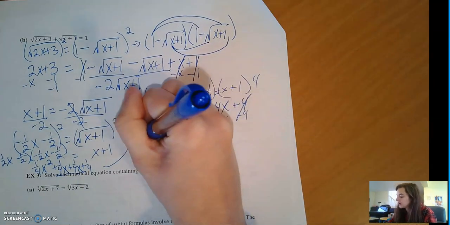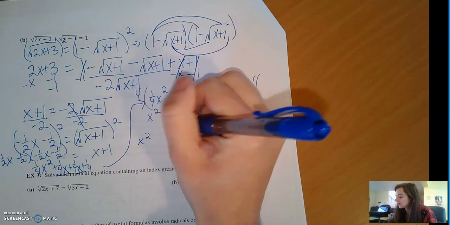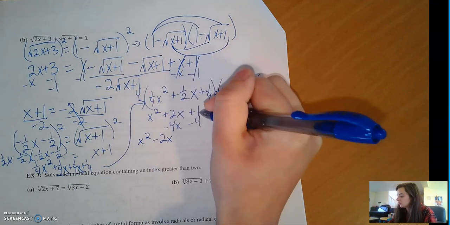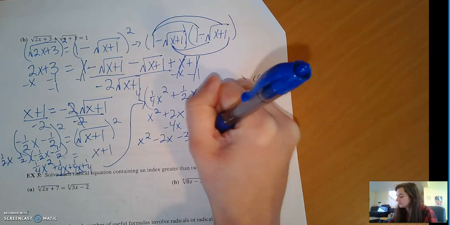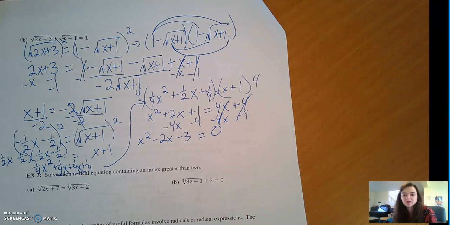Okay? So I'm going to have x squared. 2x minus 4x would be minus 2x. 1 minus 4 is negative 3. Equals 0. So now that I have everything on one side, which is helpful, you're ready to factor it.